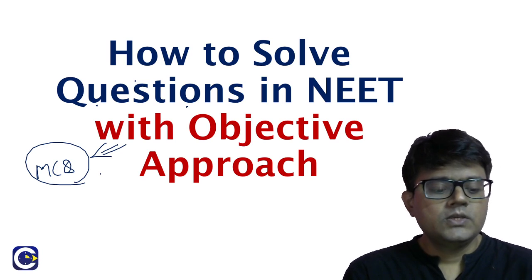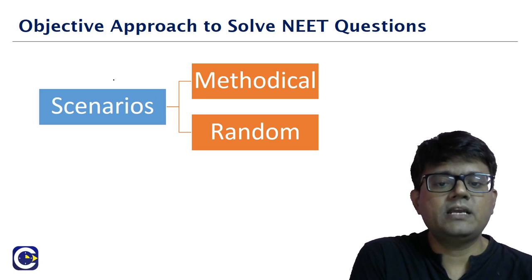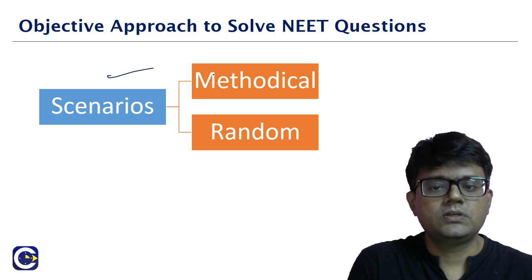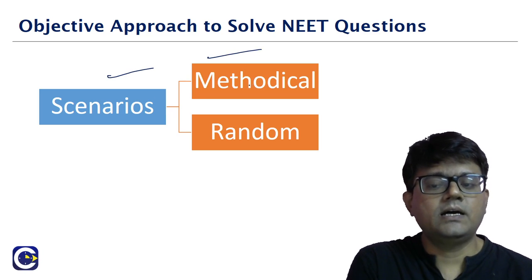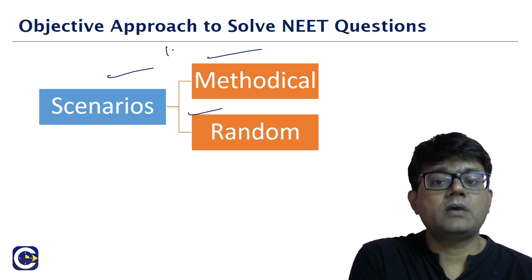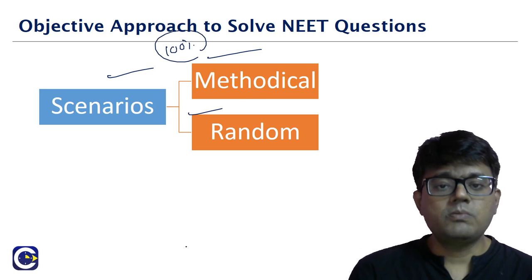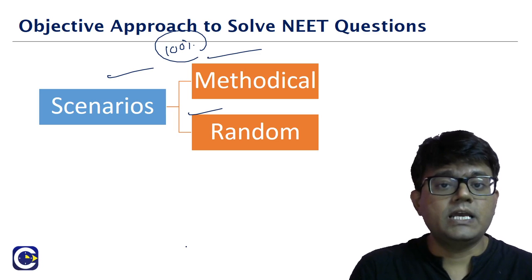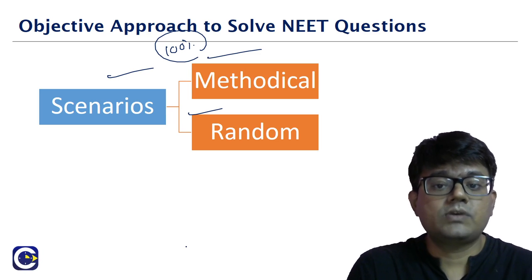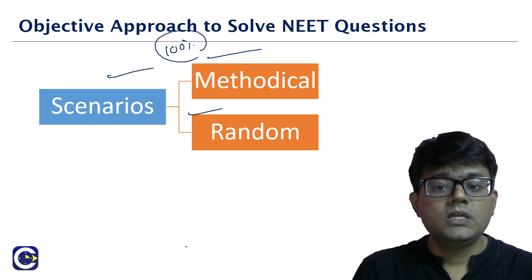So we'll see what these objective approach techniques are. We will divide this into two scenarios: methodical approaches and random approaches. With a methodical approach, we will be able to get the answer with 100% surety. Even if we don't know much about the real approach to solve the question, we will still be able to get the correct answer with 100% guarantee. That is the methodical scenario.